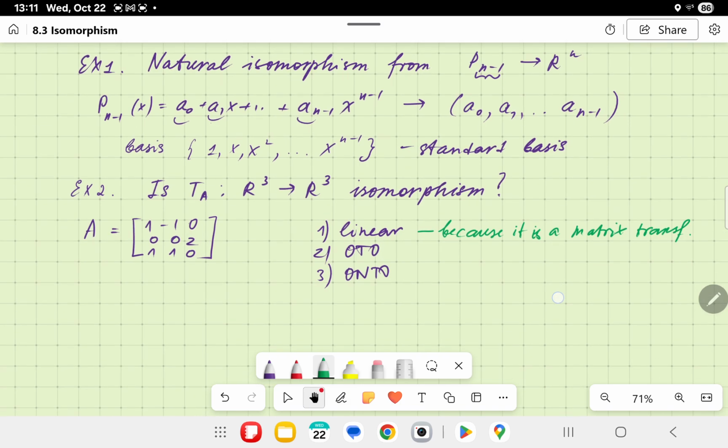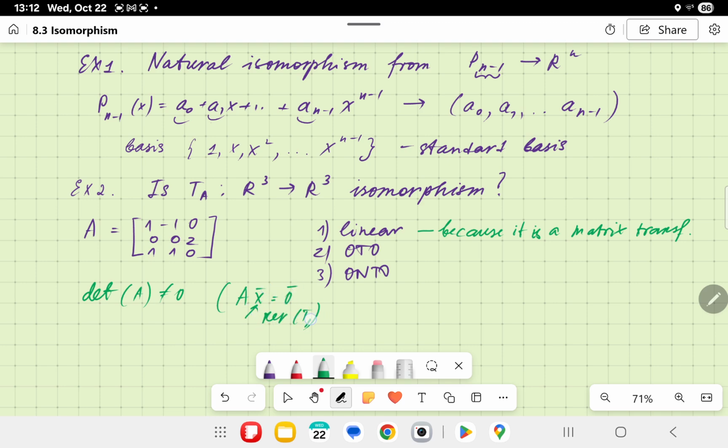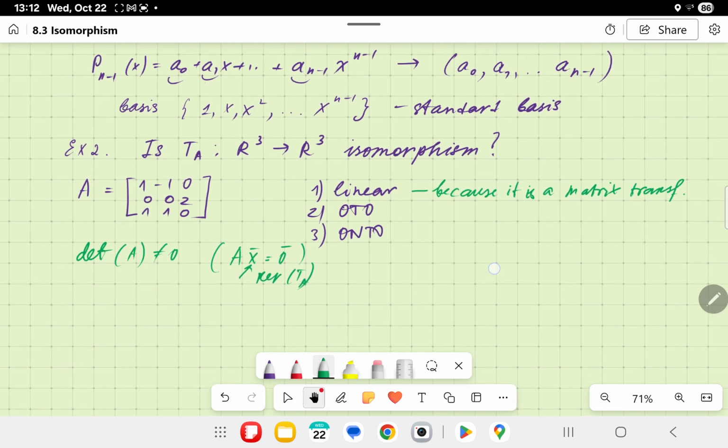Okay. Is it one-to-one? Normally, guys, to check if it's one-to-one, we need to calculate the kernel. But for matrix transformations, we remember that we can check if it has an inverse. Because what we need to check is that the homogeneous system is going to have only the zero solution. And it happens when the determinant of A is not equal to 0. Because Ax equals 0 is the kernel of T_A, and it is going to be only the 0 vector when the determinant is not equal to 0.